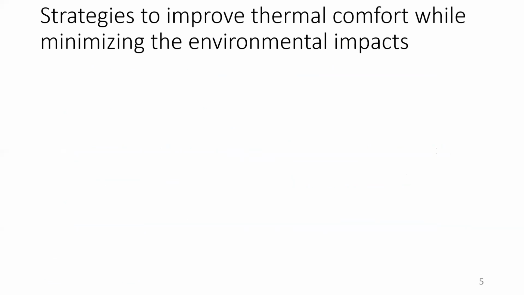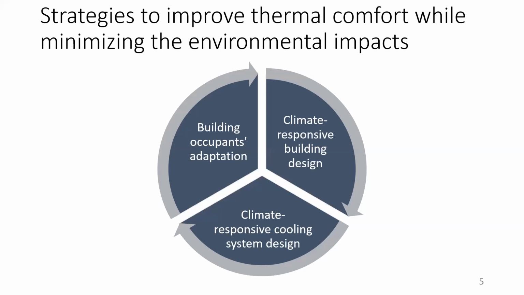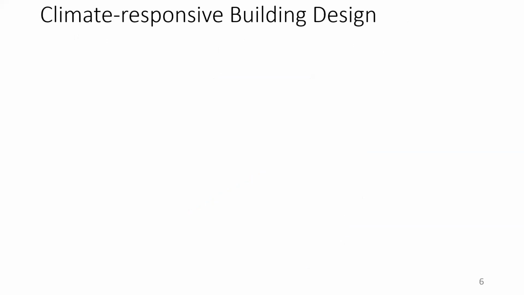Now let's look at the strategies to improve this adaptive thermal comfort while also minimizing the adverse environmental impacts associated with cooling. So the three interdependent strategies are climate responsive building design, climate responsive cooling system design, and building occupants adaptation. Now let's look at them one by one.